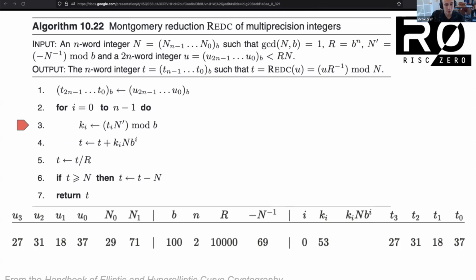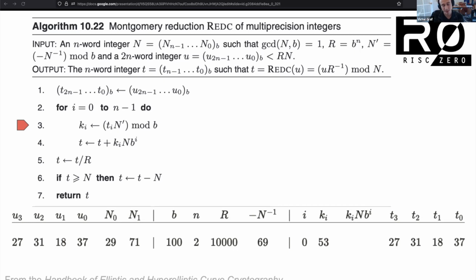In the first iteration of the loop, which we're going to iterate from 0 to n minus 1, so we're going to just do 0 and 1 in this case, we calculate this k value. And k is the T_i, which is T0, so in this case 37, times 69 mod B. So take basically 37 times 69, take the last two digits, which are in this case 53.